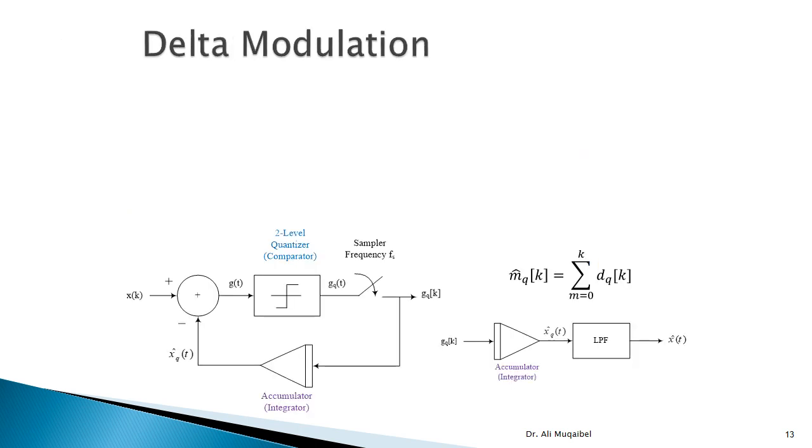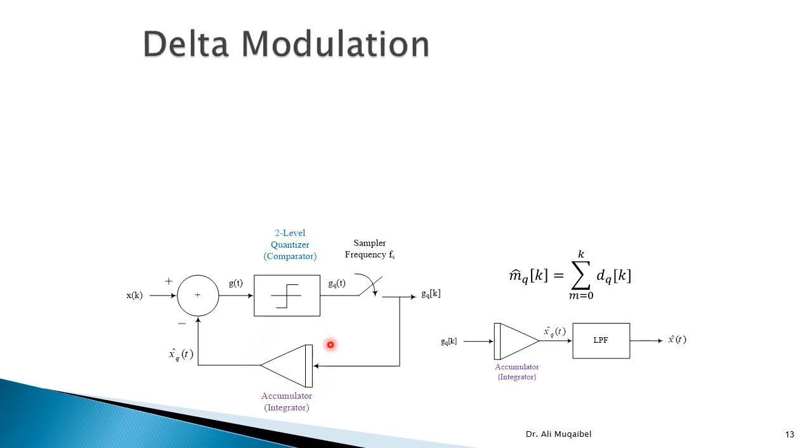Okay, in delta modulation, we have one example of DPCM. The special thing in delta modulation is that we have a 1-bit quantizer. This quantizer produces 1 bit. It's a 2-level quantizer. It's a comparator. It compares the incoming signal with 0. Is it positive or negative? So our quantizer produces 1 bit at a time.